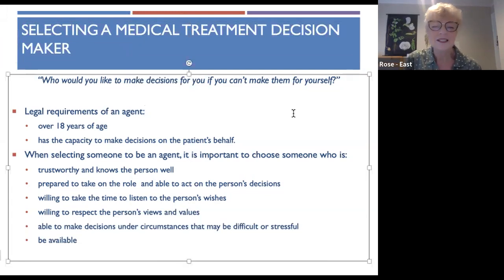Selecting a medical treatment decision maker. Now, this I can't stress highly enough. Really, just take your time, and this is for you guys as well. Everybody should have an advanced care plan. If you haven't got one, you should make one. Be very careful about who you put in charge of your future healthcare decisions and possibly life and death decisions.